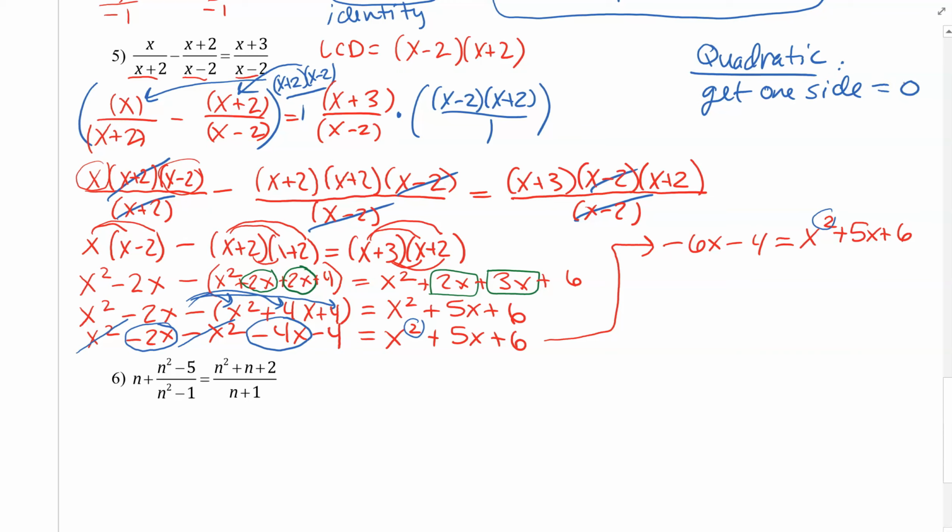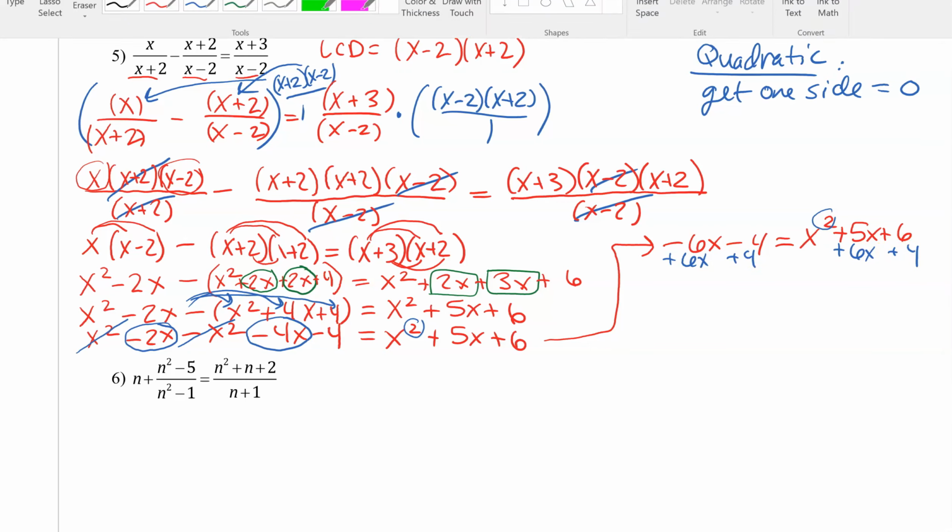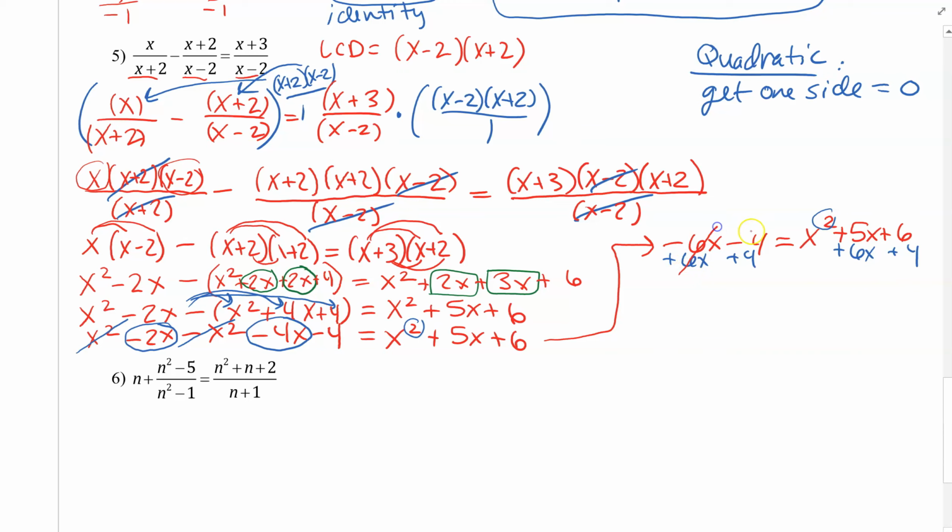So because of that, I'm going to add the 6x over to the 5x and the 4 over to the 6, okay? So then I get 0 because that subtracts to 0, that subtracts to 0. I get 0 equals x squared plus 11x plus 10.